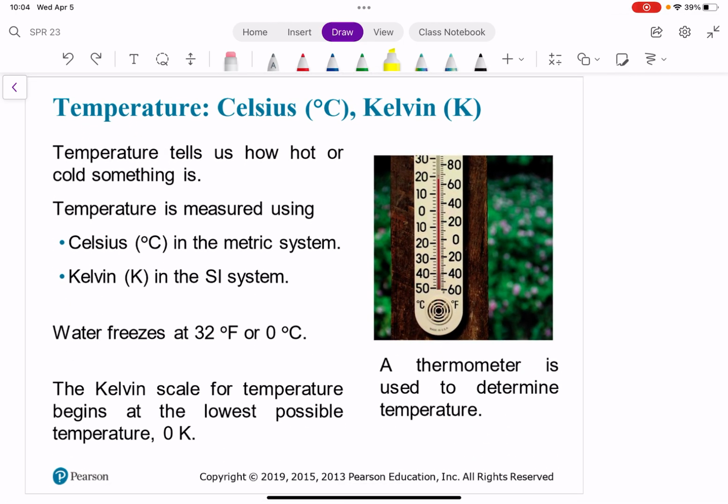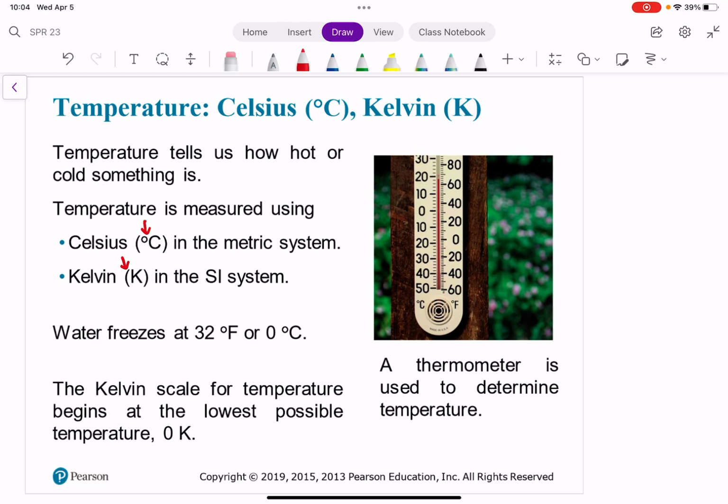And then for temperature, Celsius is what we use in the metric system, and then Kelvin, which you may not have heard of, is what we use in the SI system. So remember for degrees Celsius, we always want to write that degree sign in there. For Kelvin, we actually don't have it there, because you don't write a degrees sign in Kelvin. It's just called the Kelvin scale.